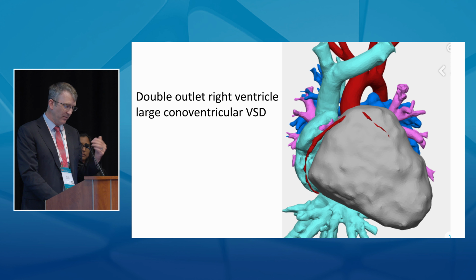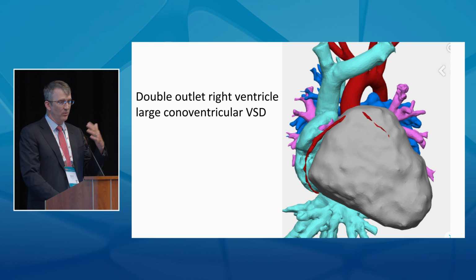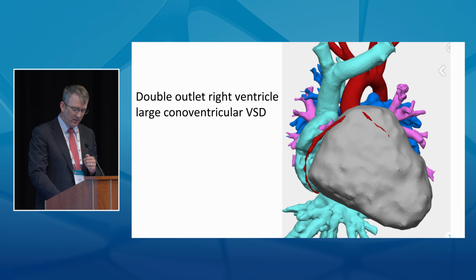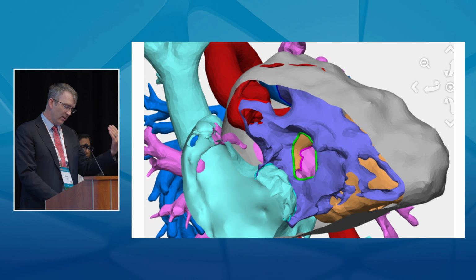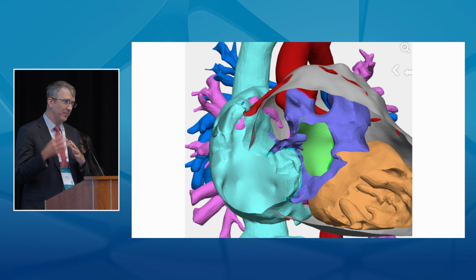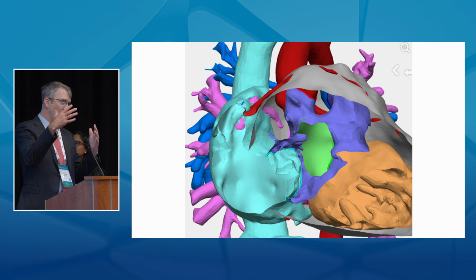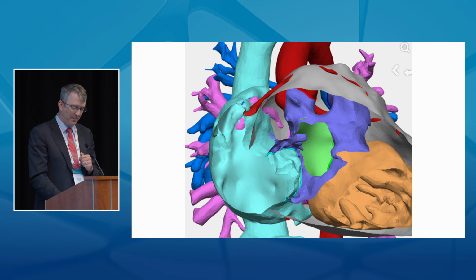And this is an example of a patient with double outlet right ventricle and a large conoventricular VSD who required an LV to AO baffle as part of their repair. And you can see here, looking inside the heart, the purple is the right ventricle, and the little green outline is on the VSD. And you can imagine a pathway from the VSD up to the aortic valve. And we're able to plan that, with software and virtual surgery, to plan the patch to create that baffle.